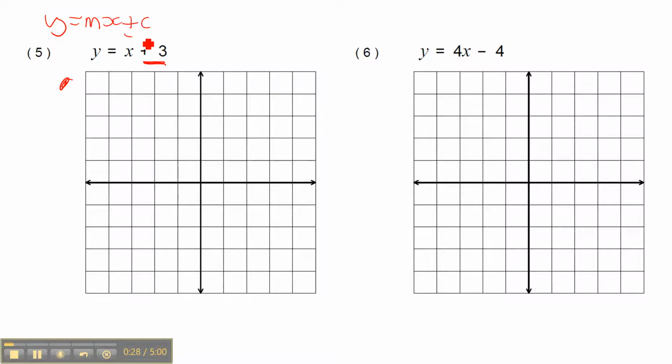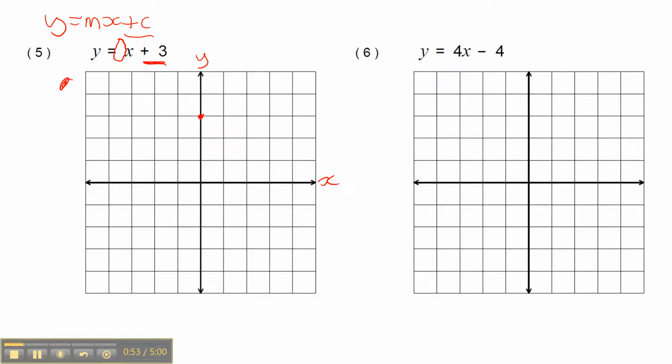where the c is the y-intercept, is positive 3. So on our graph, x and y axes, we can go up to positive 3, which is here, and we know that the line has to touch through there. To then plot the graph correctly, we need to use the gradient. The gradient would normally be found here.